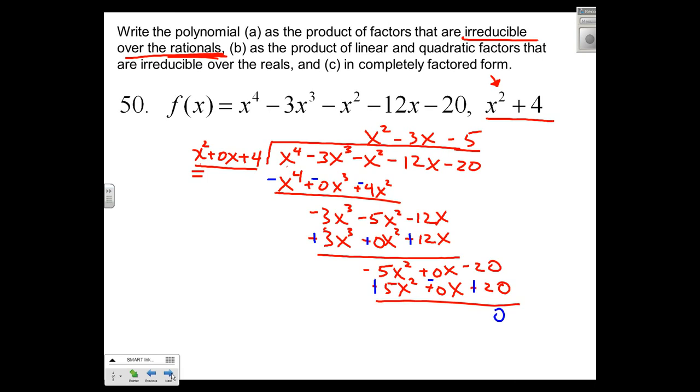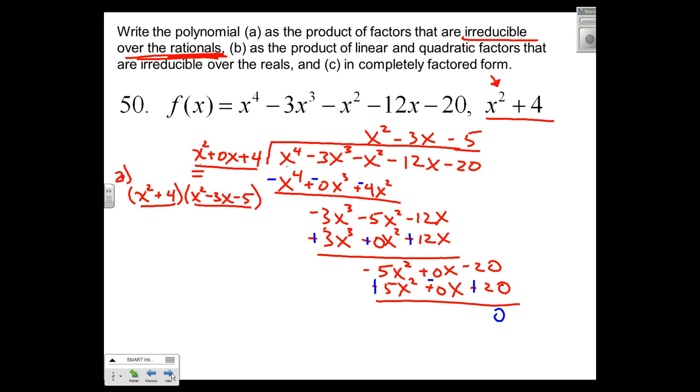So I might clean some of this up in just a moment here, but for the time being, I know that I have factors of x squared plus 4 times x squared minus 3x minus 5. And I said factoring over rationals is traditional factoring. Can I factor this traditionally or without introducing i's? No, we can't factor the sum of perfect squares.